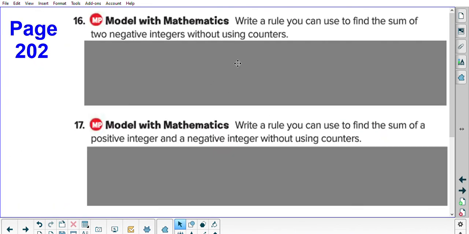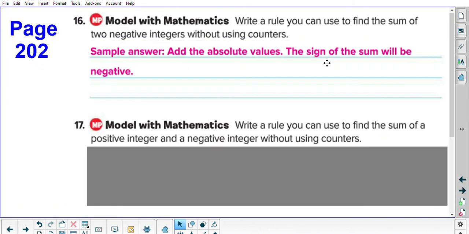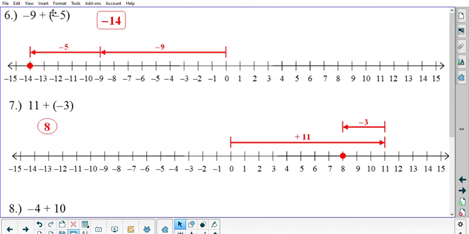So did you write something like that you would add in your head? Technically, we say you're adding their absolute values. Remember how absolute values always become positives? So it's kind of like you're taking away the negatives, adding in your head, and then the final answer, the sign, will be negative. You don't have to write word for word what you see here. It says sample answer. Bottom line, if both numbers are negative, you could add in your head without the signs, add their absolute values, and then the final answer would stay negative.